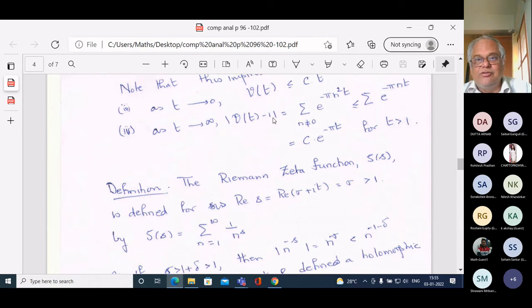Here I should say this is twice the sum over n not equal to 0. The 2 doesn't really matter. But you know that n squared is greater than n when n is greater than or equal to 1. So I can replace this n squared by an n. E to the minus n squared is less than e to the minus n, because n squared is greater than n. And this series I can sum. The sum is e raised to minus pi t, and therefore I'm saying theta t minus 1 decays exponentially for t greater than 1.